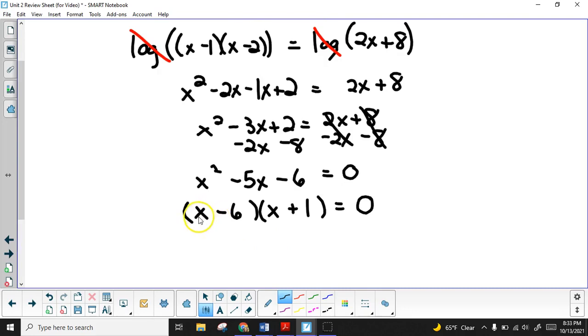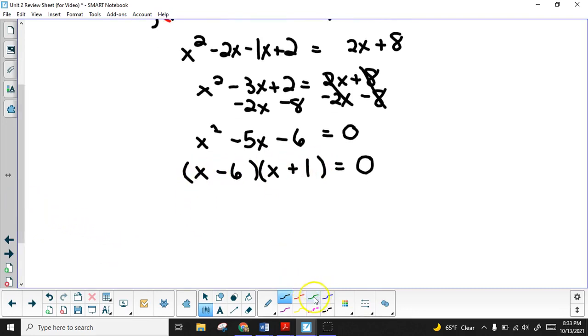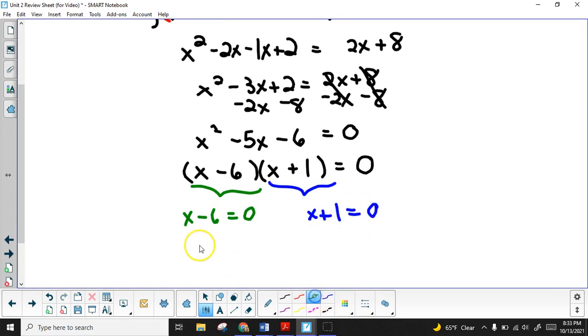So now we have x minus 6 times x plus 1 equals 0. Set each factor equal to 0. So first we'll set this factor equal to 0, x minus 6 equals 0. And we'll set this factor equal to 0, x plus 1 equals 0. And we'll solve both of those equations.